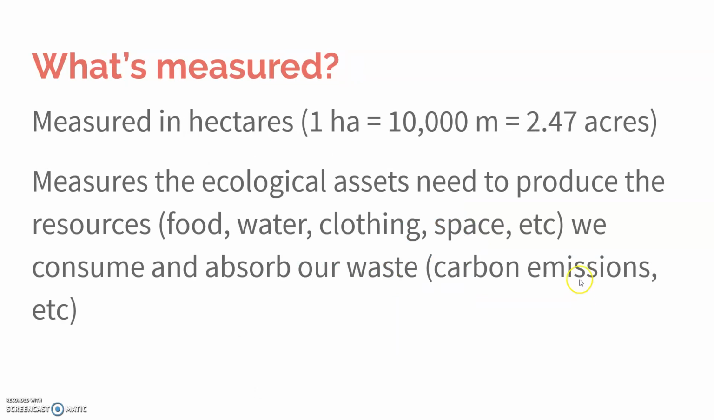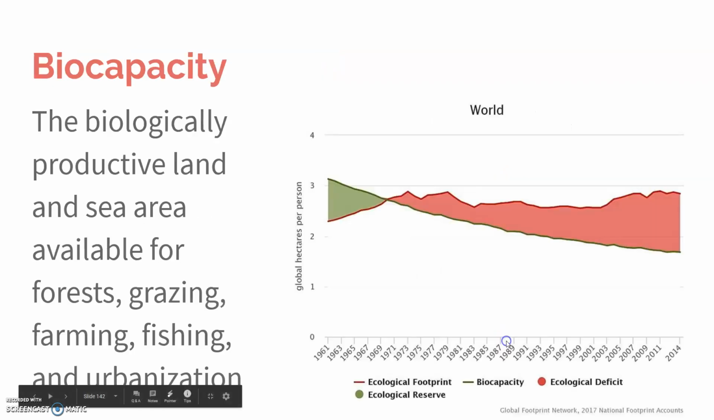It's measured in hectares, which is 10,000 meters squared. That is a typo, or 2.47 acres. Last I checked, that is a number you want to know for the AP exam. So it measures all the ecological assets we need to produce the stuff that we need and to consume and absorb the stuff that we don't need, the stuff we want to get rid of.